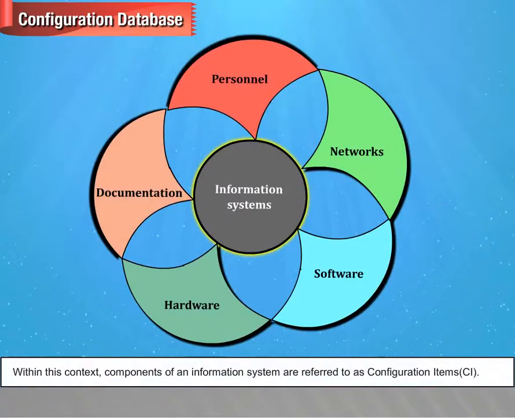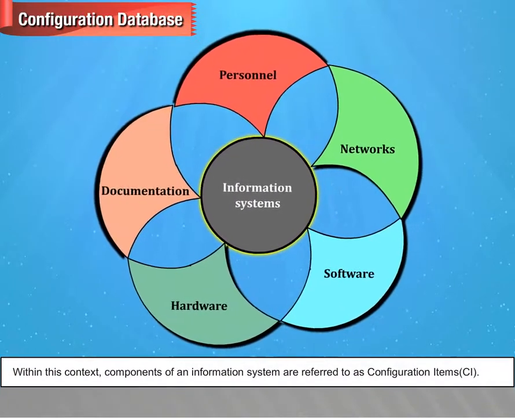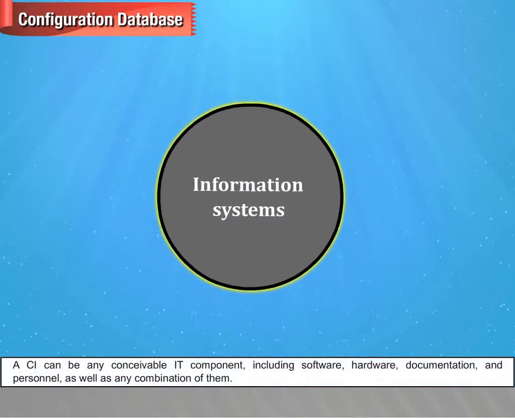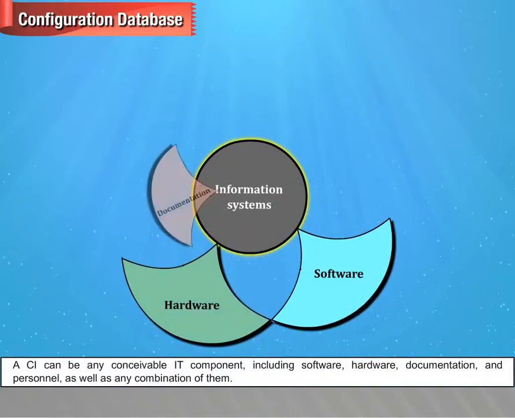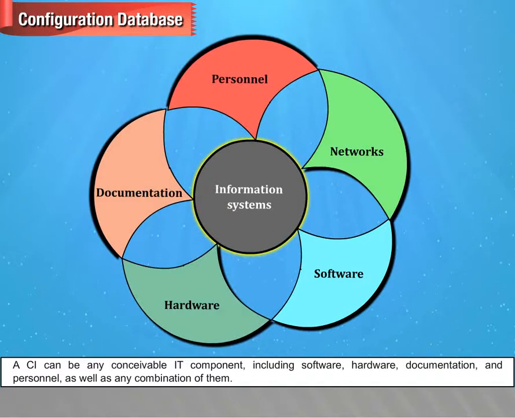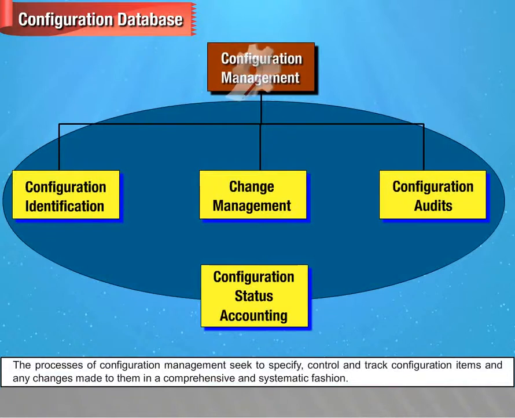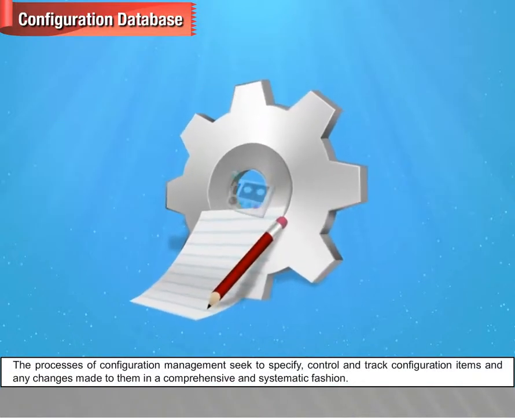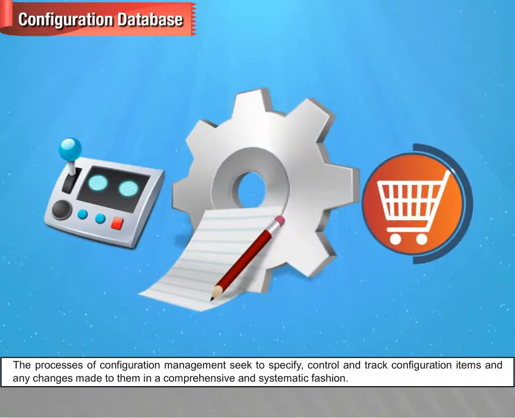Within this context, components of an information system are referred to as configuration items (CI). A CI can be any conceivable IT component including software, hardware, documentation, and personnel, as well as any combination of them. The processes of configuration management seek to specify, control, and track configuration items and any changes made to them in a comprehensive and systematic fashion.